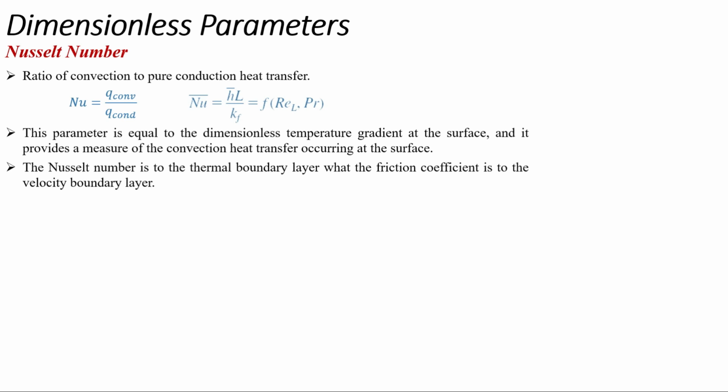And this Nusselt number is used to determine the heat transfer convection coefficient, and it is exactly the same for the thermal boundary layer as friction coefficient is for the velocity boundary layer. You know the significance of friction coefficient for velocity boundary layer? The same significance is valid for Nusselt number if we talk about thermal boundary layer thickness. So remember, Nusselt number is a ratio of pure convection to the conduction, and it is equal to HL over K, and it is a function of Reynolds number and the Prandtl number. If we change the values of Reynolds number and Prandtl number, we will get a changed value of Nusselt number.